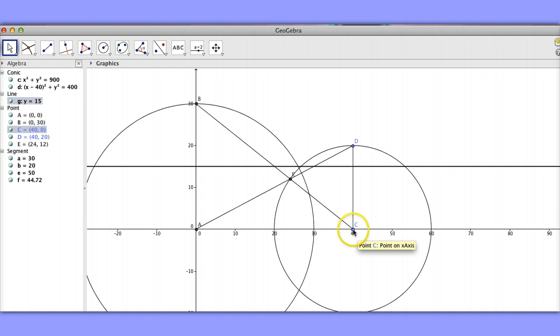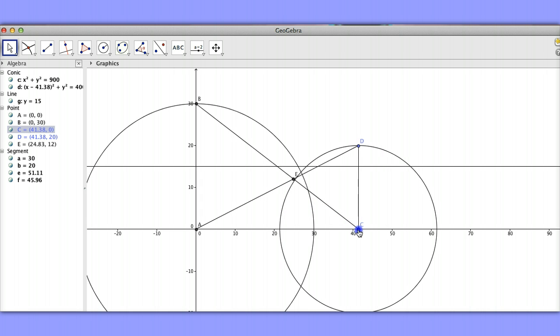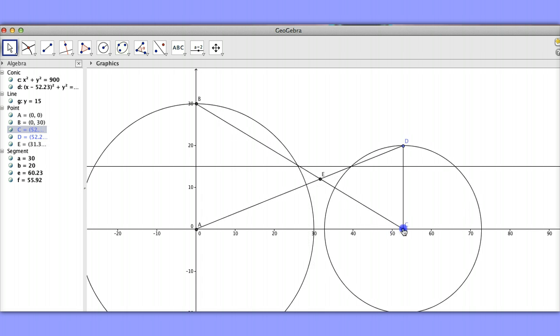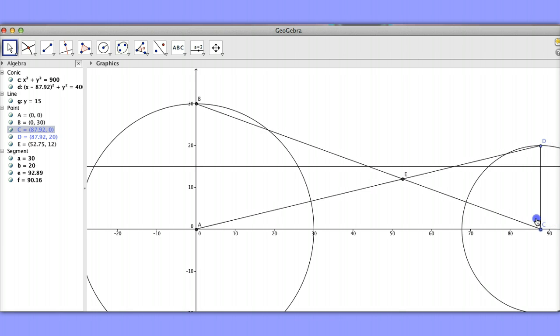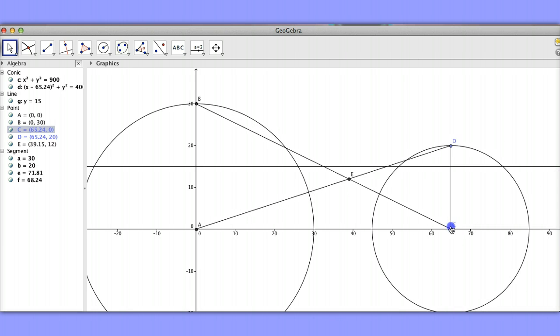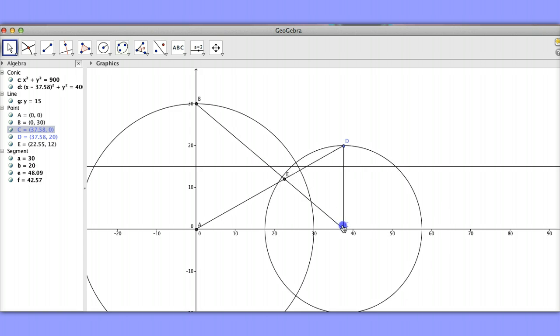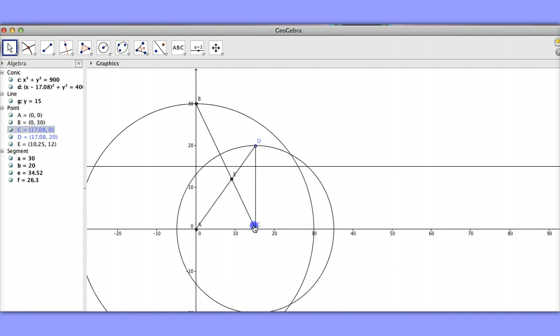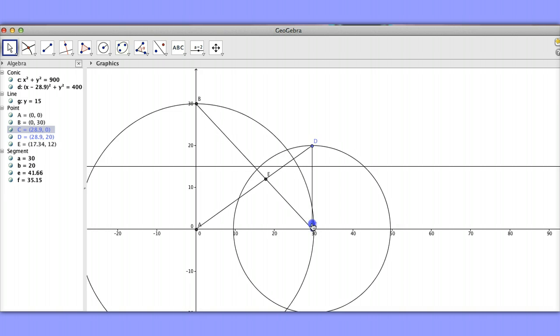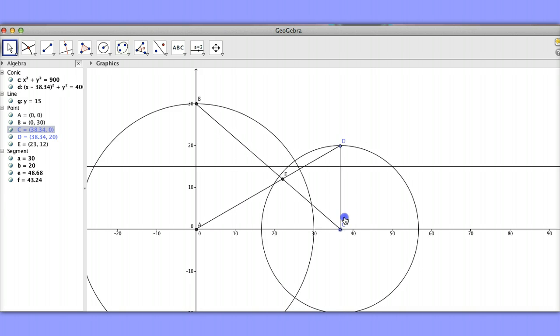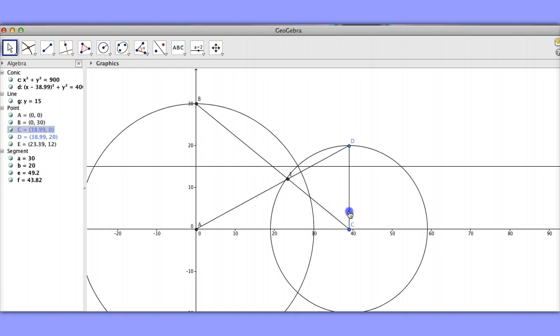Let's move point C and see if we can get point E to be on that horizontal line. Doesn't look like it. Looks like it's actually continuing to have a y coordinate of 12. So it looks like that the Public Service Commission's requirement of 15 meters cannot be met no matter how we move these poles. Of course, then the interesting question becomes, why?